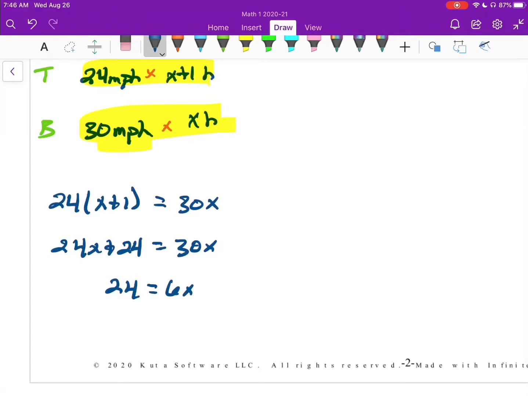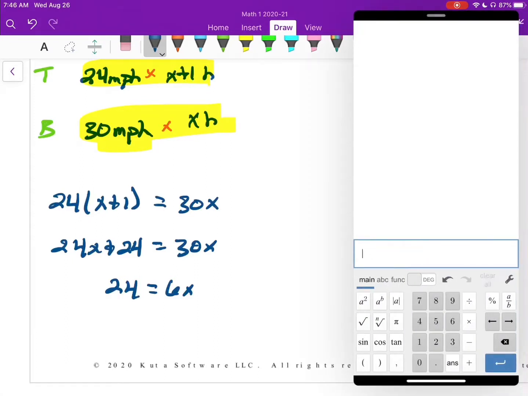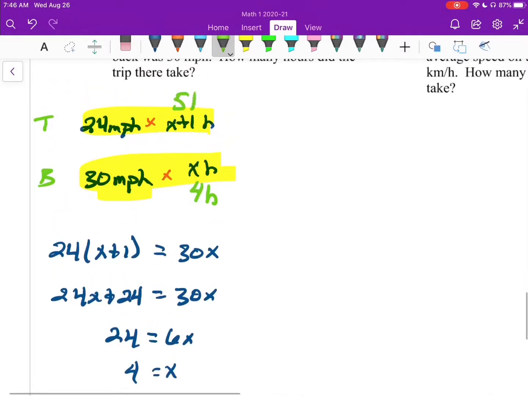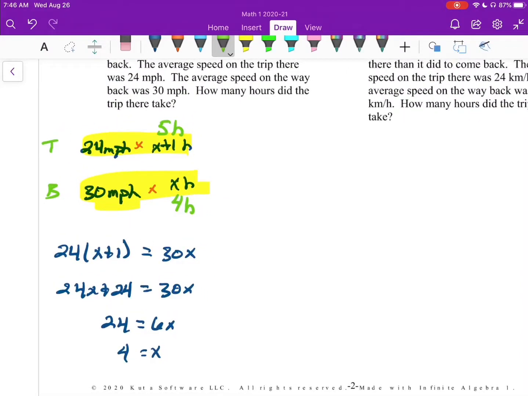I divide by 6. What is 24 divided by 6? Well, that's 4. So x equals 4. So if we go back up to our problem, we have 4 hours here and 5 hours there, because I just plugged that x in. And to go back to that last sentence of the problem to see what they actually wanted, it said how many hours did the trip there take? Well, the trip there took 5 hours.